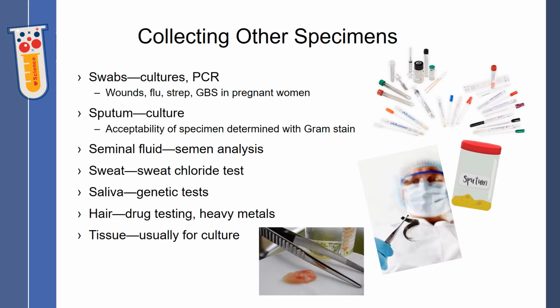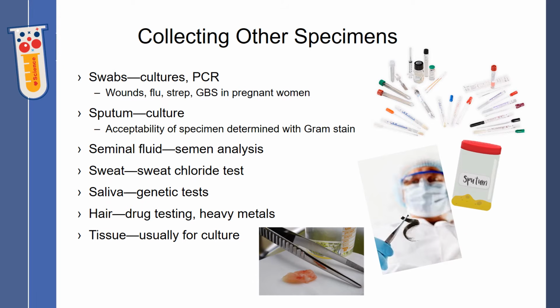Other specimens sent to the lab include swabs, sputum, seminal fluid, sweat, saliva, hair, tissue. You might get fingernails or toenails, all kinds of fun stuff. So swabs that are sent to the lab might be sent for culture or sometimes for PCR. They might be swabs from a wound, or they might be swabs that are sent for flu or strep or group B strep in pregnant women, that kind of stuff.